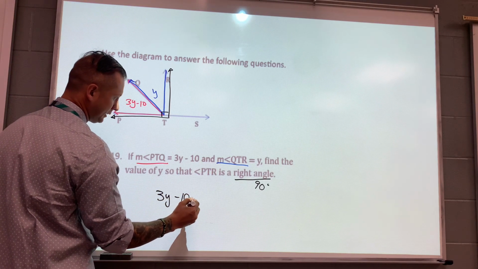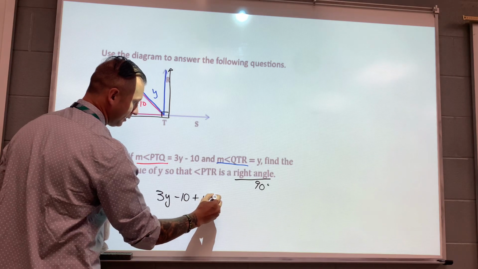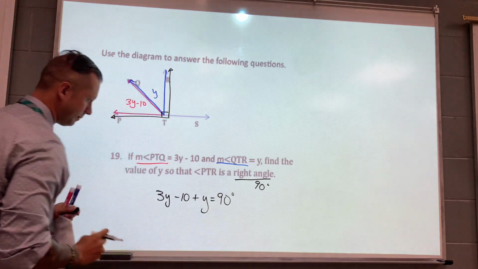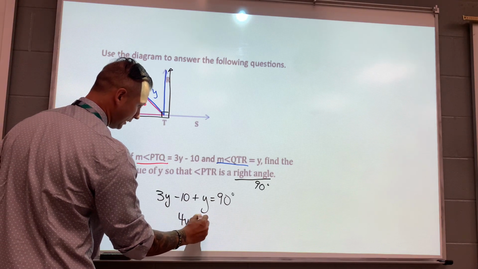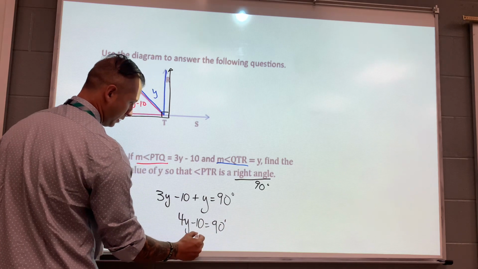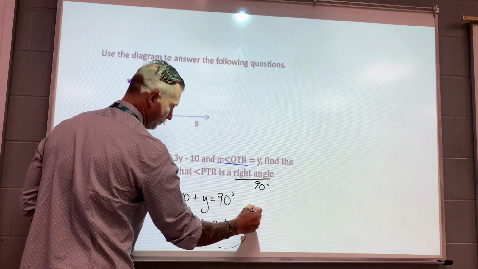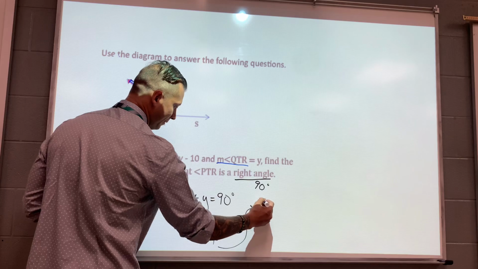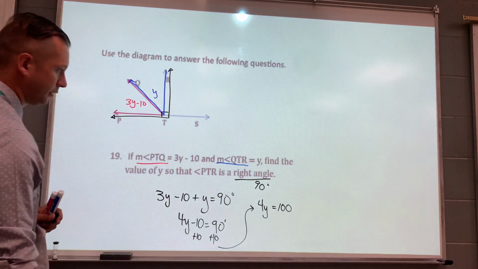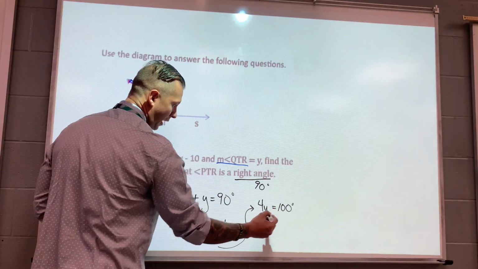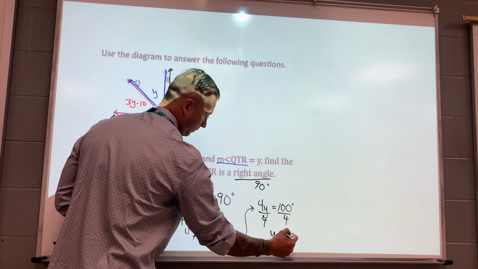(3y minus 10) plus, because we're adding them together, y equals 90. Combining like terms, 4y minus 10 equals 90. Plus 10. This is going to be 4y equals 100. Divide both sides by 4. y is equal to 25.